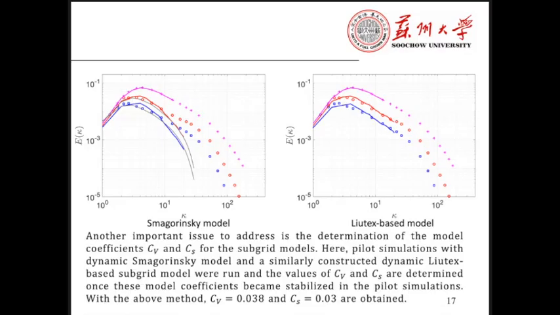Another important issue to address is the determination of the model coefficients, CV and CS, for the subgrid models. We are comparing the subgrid model and our new model. So here we use pilot simulations with the dynamic subgrid model and a similarly constructed dynamic vortex-based subgrid model. By using this dynamic model, we determine CV equals 0.038 and CS equals 0.03.